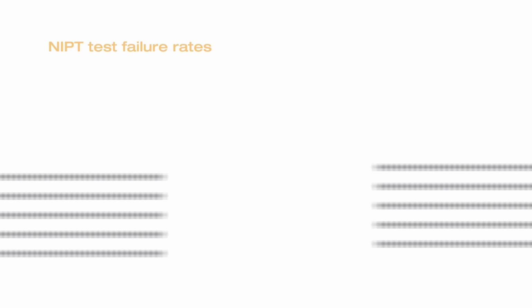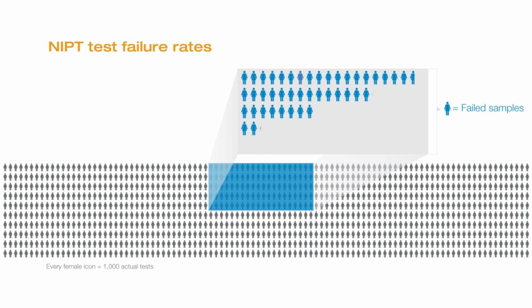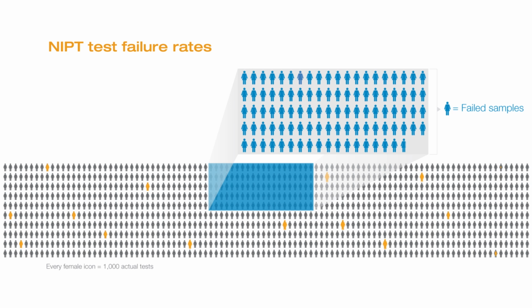For example, if there was a test that had a large failure rate in the population, were the individuals who had failed NIPT testing included or not included in the sensitivity and specificity statistics? In some studies, failed samples account for nearly 10% of all samples. And within those failed samples, the rates of aneuploidy have been as high as 20%.